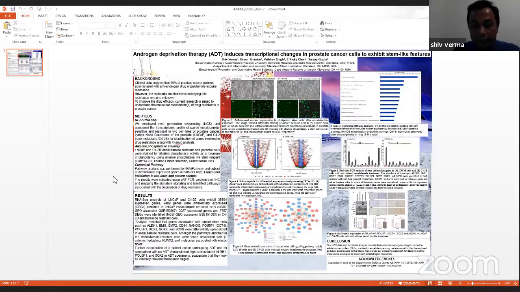So we analyzed NGS, next generation sequencing data, and we found some candidate genes like ALDH1, SOX2, and OCT4. These are the potential marker genes that we have identified, responsible for developing stemness in the cells. That stemness actually developed resistance against androgen deprivation therapy.